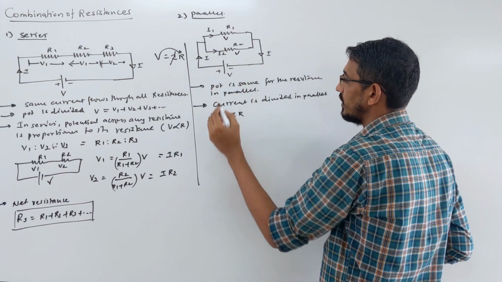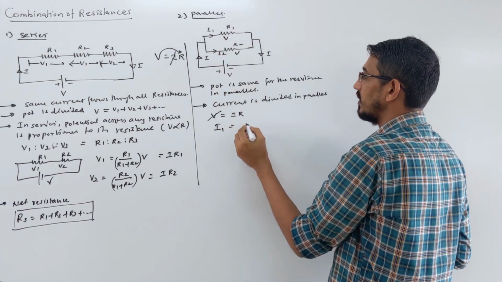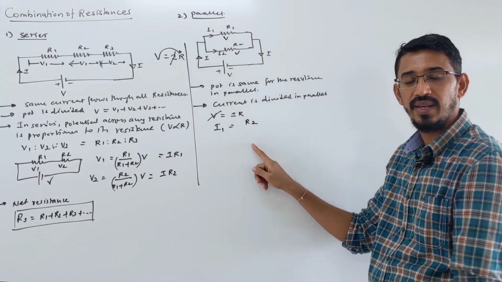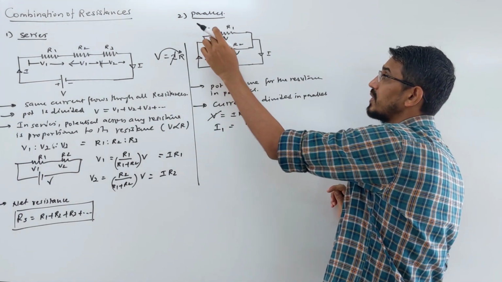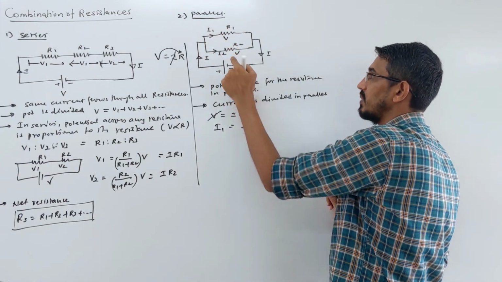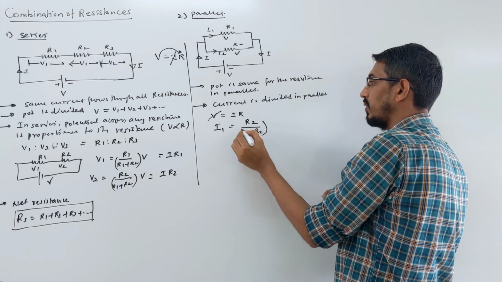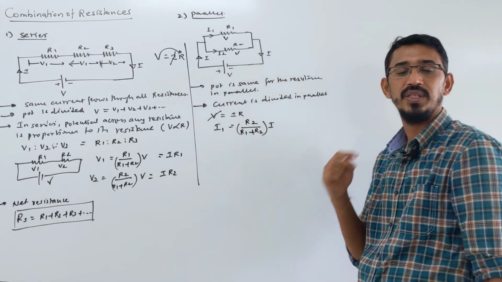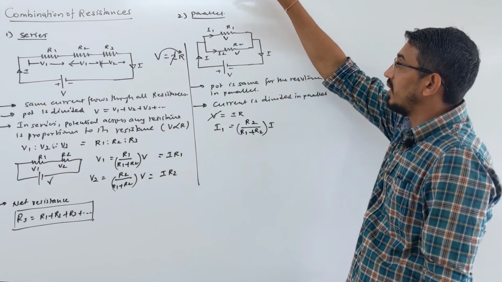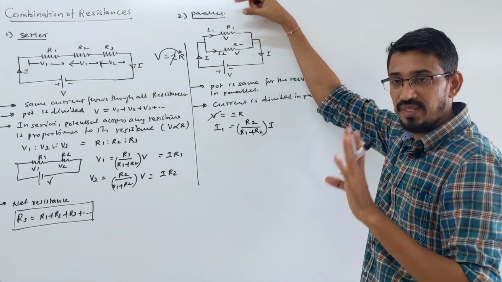Suppose for these two resistances you want to find I1. What is the current in this branch? Opposite resistance, meaning R2. These shortcuts are very helpful here. The current in this branch is the opposite resistance R2 over total resistance R1 plus R2, into the total current. Current and resistance are inversely proportional. The resistance which has less value, there more current will flow, obviously.